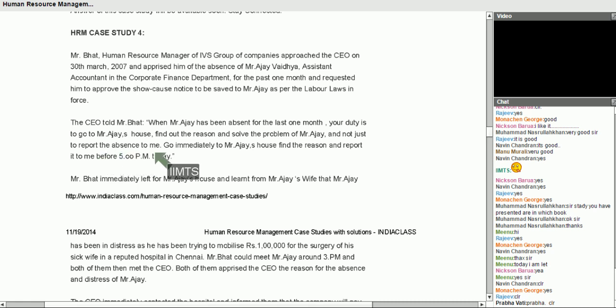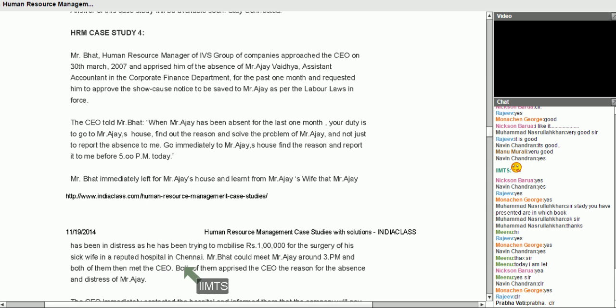And now the CEO is asking him to go to his house right now. Go immediately to Mr. Ajay's house, find the reason and report it to me before 5 p.m. today. Mr. Bhatt immediately left for Mr. Ajay's house and learned from Mr. Ajay's wife that Mr. Ajay has been in distress as he has been trying to mobilize rupees 1 lakh for the surgery of his sick wife in a reputed hospital in Chennai.